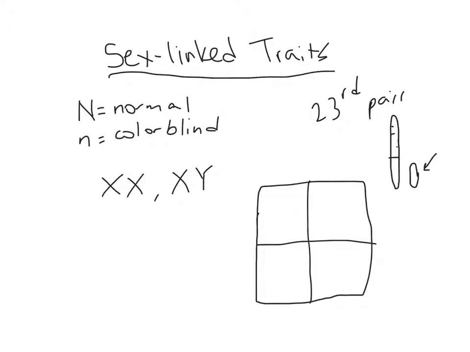Let's try one. Let's say that the female is normal, but she is a carrier. So she has normal vision, but she does have one recessive colorblind allele. So to make her female, I gotta have XX. And now her alleles. She has one normal, one capital N, and her other one is the recessive colorblind allele. Remember, she is not colorblind because she does have one of the dominant normal alleles.